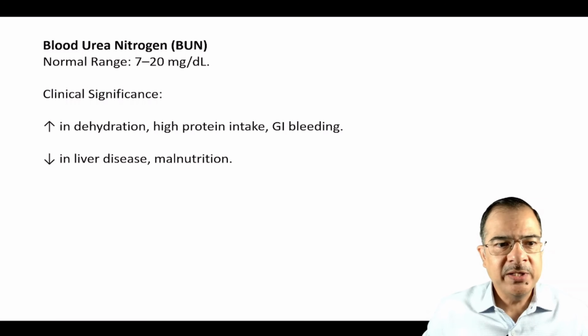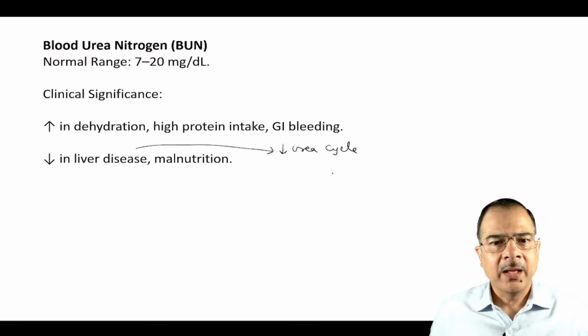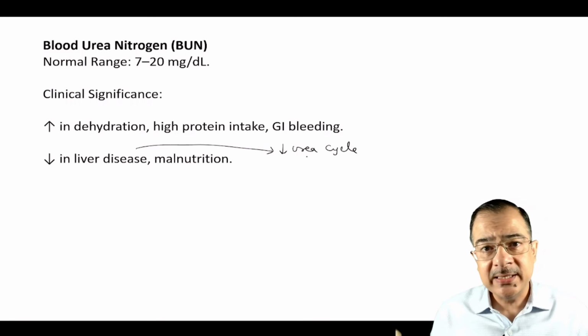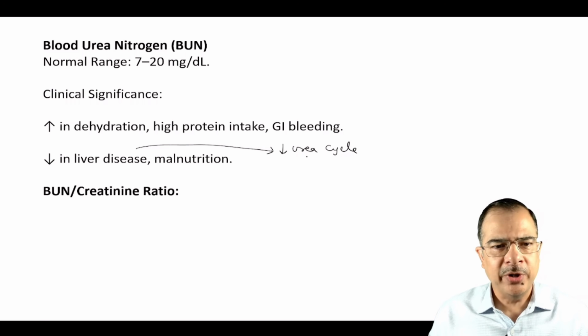So in liver disease, why is it reduced? The reason is that in liver disease there will be impairment of the urea cycle. If there is an impairment of the urea cycle, urea will be less synthesized from the ammonia in liver failure. Therefore the urea will not be produced much. Malnutrition, again there is less protein or diet starvation. In malnutrition, blood urea nitrogen will be decreased.